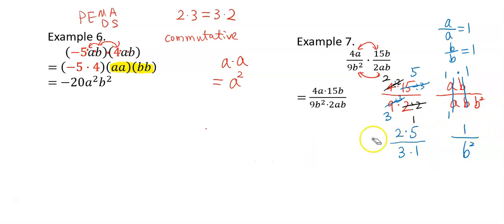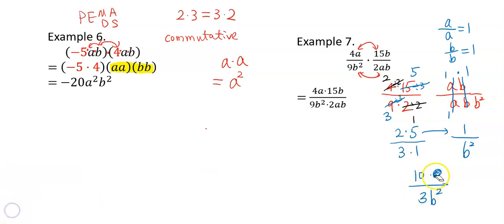So now let's put them together. For the numbers, we have the 10 at the top, and there's a top 1, and at the bottom we have a 3. 3 times 1 is 3, and there's a B squared. And also 10 times 1 is literally 10, so we don't really need that 1 there. So that would be the final answer.